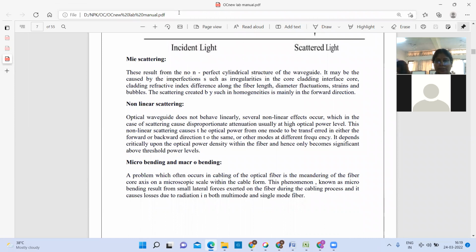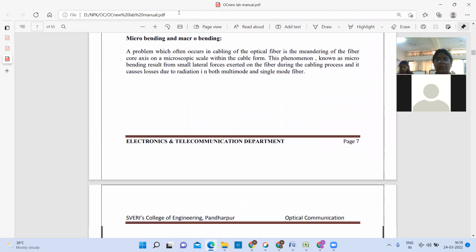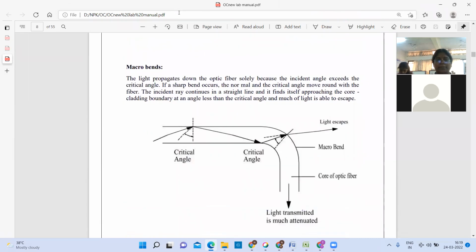My scattering losses. So these are the different types of losses explained here.